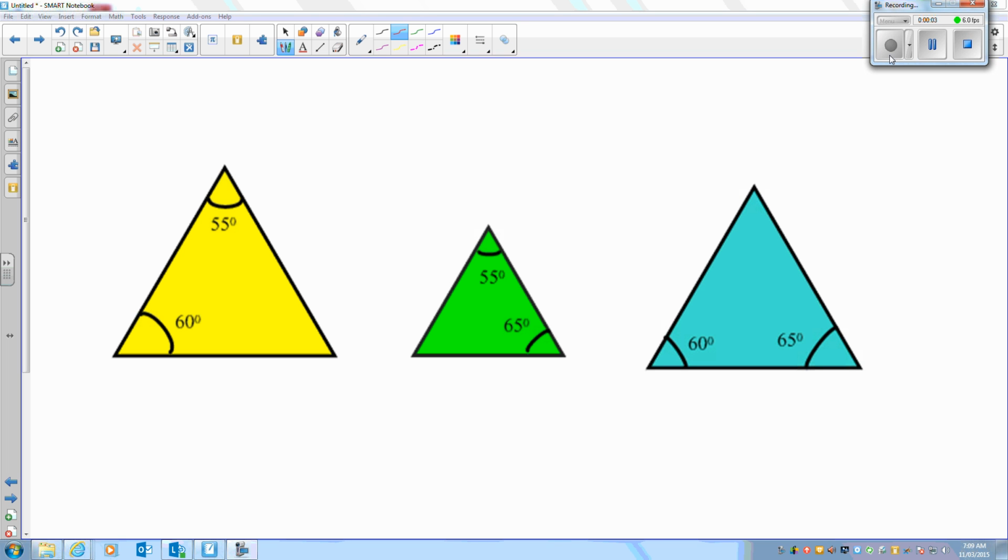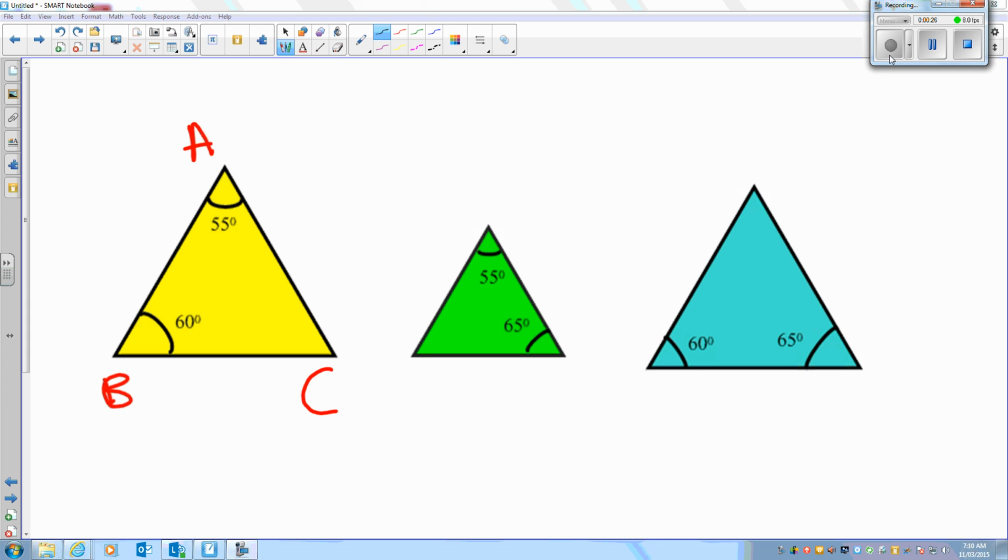We're now going to look at these set of 3 triangles and decide whether they are similar or not. Usually when you're dealing with triangles, they're labeled. So let's name these 3 triangles. Let's call this one triangle ABC.